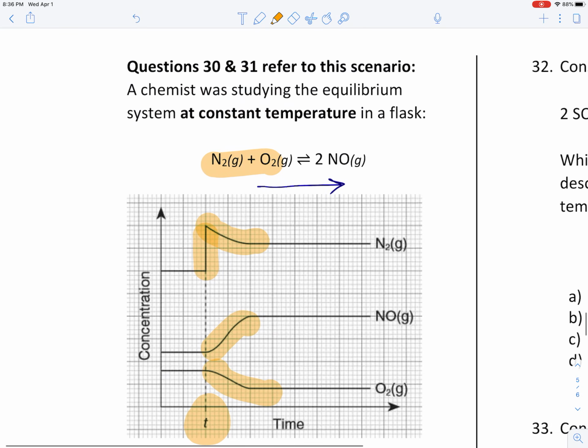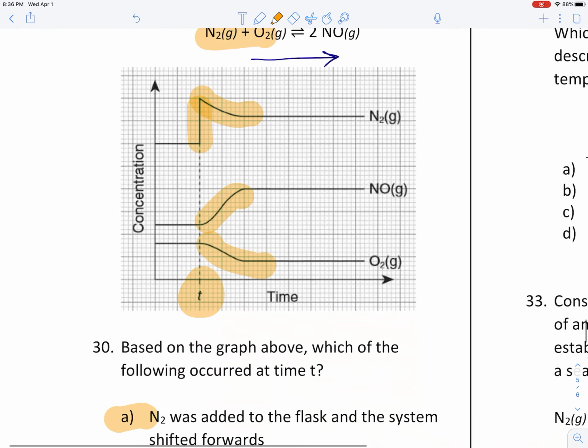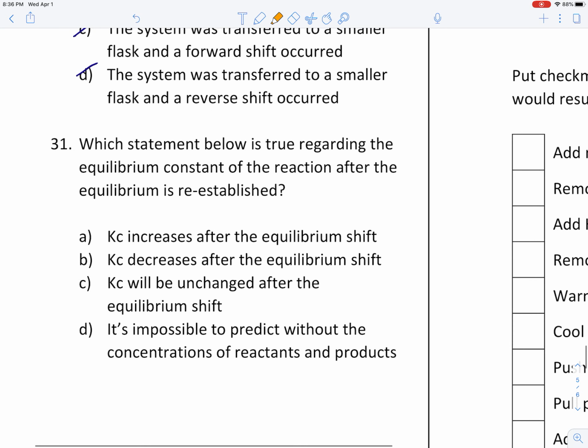So if you recall, the question began by telling us that this was happening at constant temperature. If temperature is being held constant, then Kc does not change, right? Kc is only changed if the temperature changes. If temperature were held constant, Kc should not change. So choice C is the best answer there.